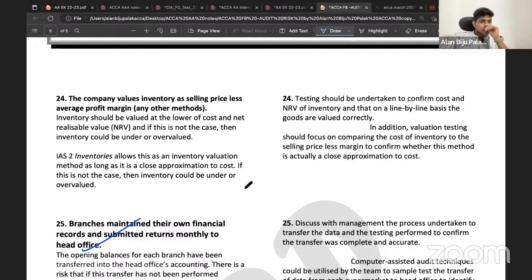We can use this response for anything relating to the inventory balance. You can always consider this point: the company should be performing detailed NRV testing to confirm that the inventory is valued at the lower of cost or NRV on a line by line basis. Detailed cost and NRV testing has to be undertaken to ensure that the inventory has been appropriately valued on a line by line basis in accordance with IAS 2 Inventories. Clear?